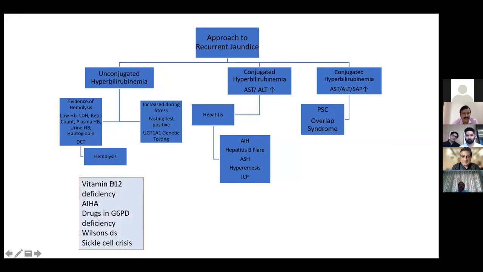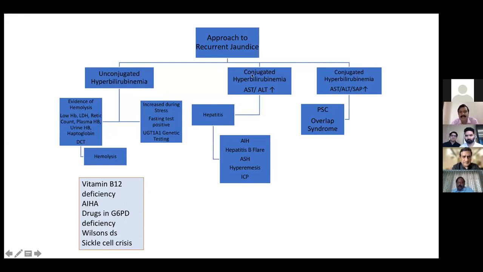The common causes for this are vitamin B12 deficiency, autoimmune hemolytic anemias, and drugs which can precipitate G6PD deficiency. Wilson disease and sickle cell crisis can also lead to hemolysis. The other entity which we have already discussed is Gilbert syndrome. And as Aman and Akash pointed out, unconjugated hyperbilirubinemia can worsen during stress and fasting state. And you can do genetic testing to confirm the presence of Gilbert syndrome.